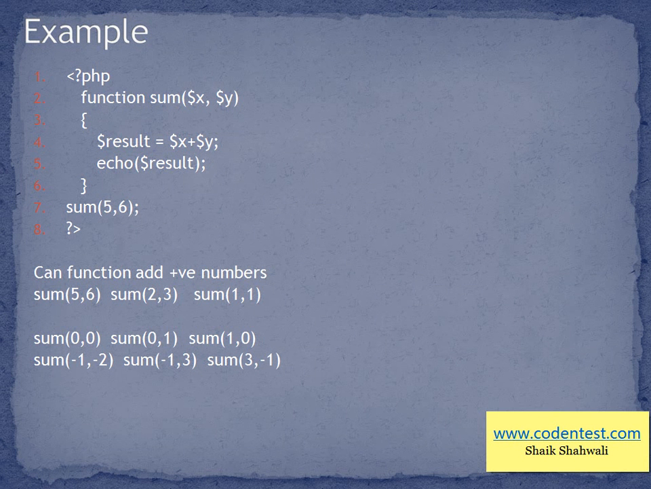What if one number is 0 or both numbers are zeros? So we pass these values 0, 0, 0, 1, 1, 0. And what if one number is negative or both numbers are negative? I mean, can the function add negative numbers? To check that, we pass these negative values -1, -2, and in this case one negative, one positive, -1, 3, 3, -1. So these are a few unit tests for our function sum.